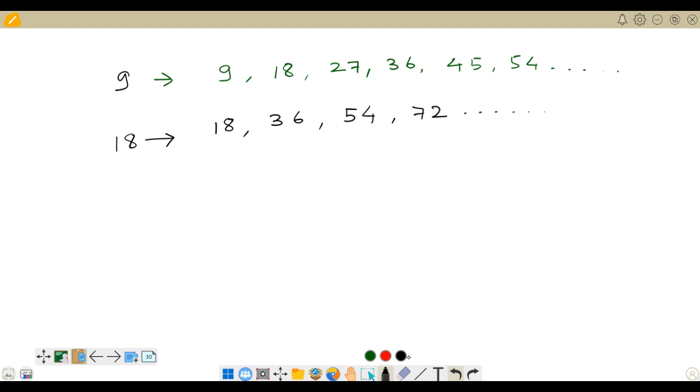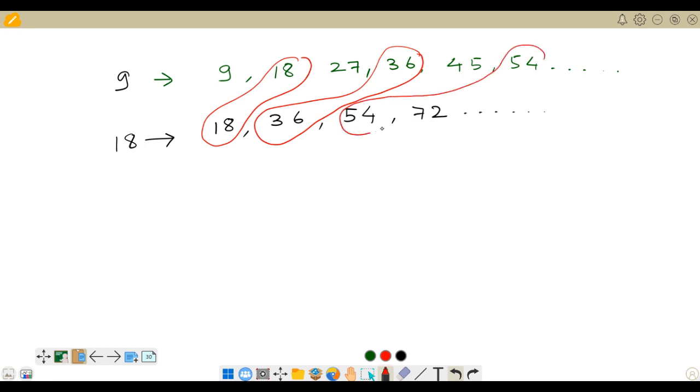Before learning factors and multiples, if you look here, in the 9 times table you can see 18, then 36, and we have 54 over here. So you can see clearly that in the 9 times table and the 18 times table, there are some numbers which are common.